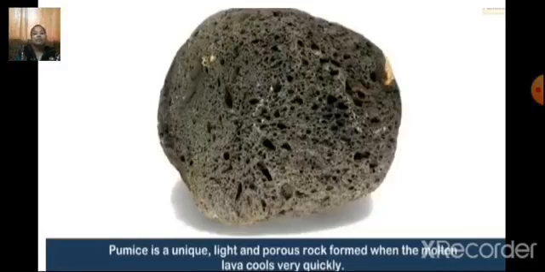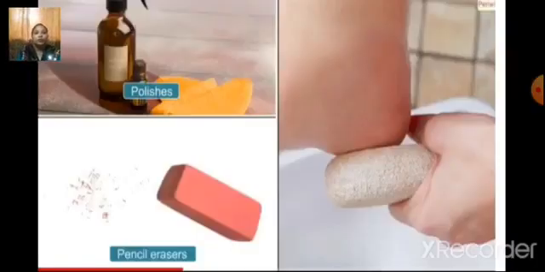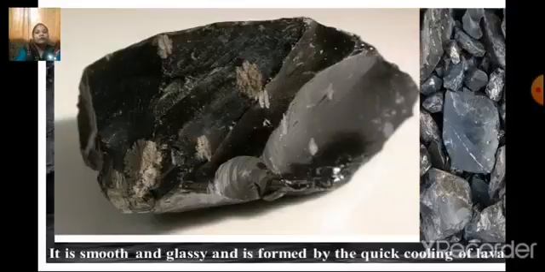The pumice, therefore, looks like a sponge and it has holes in it. Pumice is used as body scrubber and it is also used to polish furniture and floors. It is used in erasers also. It is very light colored and it floats on water. It is light in weight.